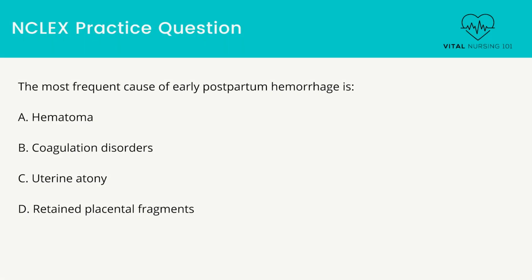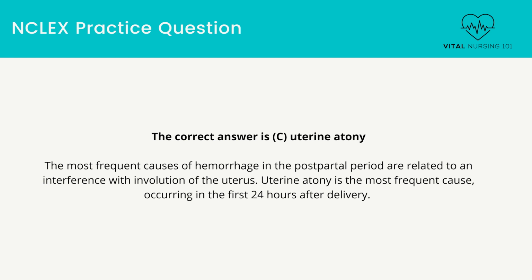The most frequent cause of early postpartum hemorrhage is hematoma, coagulation disorders, uterine atony, retained placental fragments. The correct answer is uterine atony. The most frequent causes of hemorrhage in the postpartum period are related to an interference with involution of the uterus. Uterine atony is the most frequent cause, occurring in the first 24 hours after delivery.